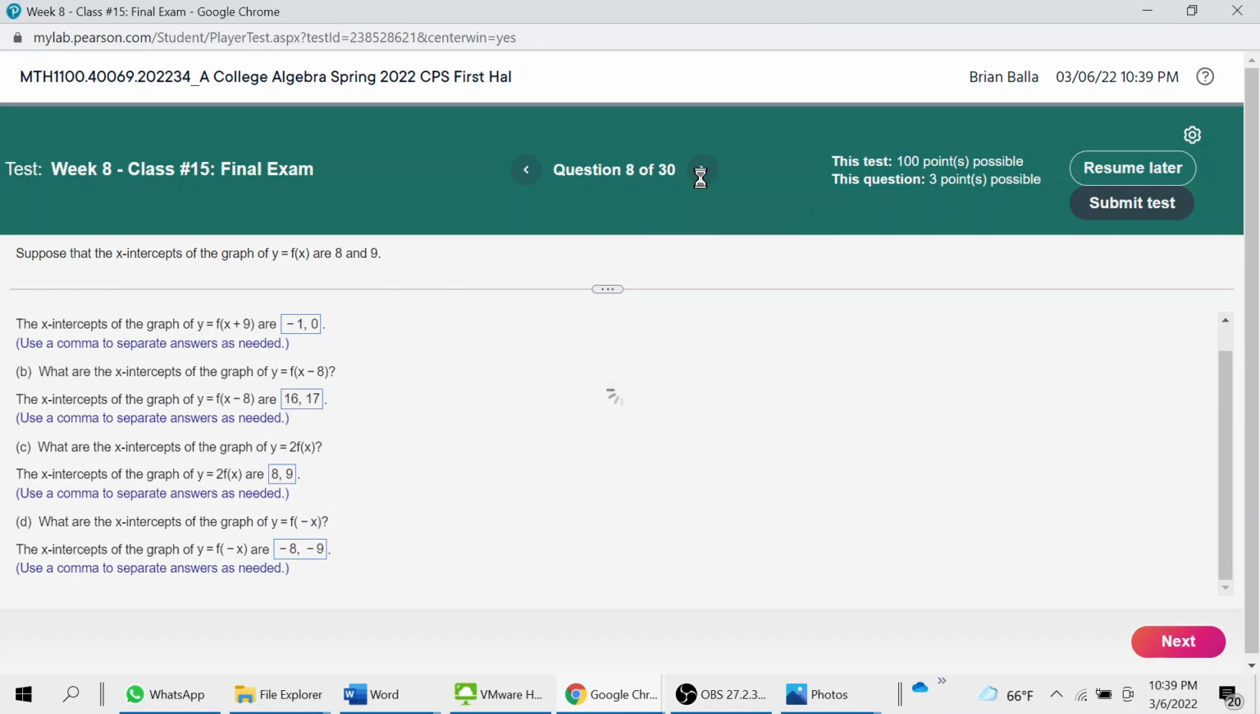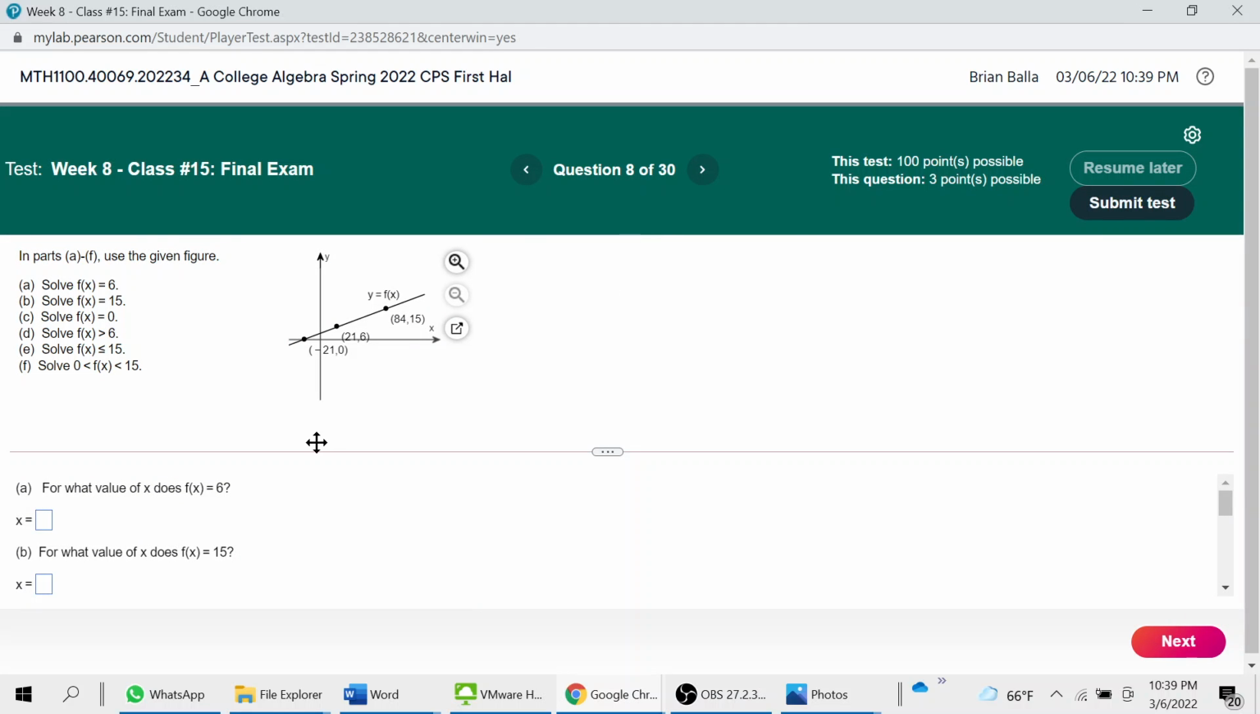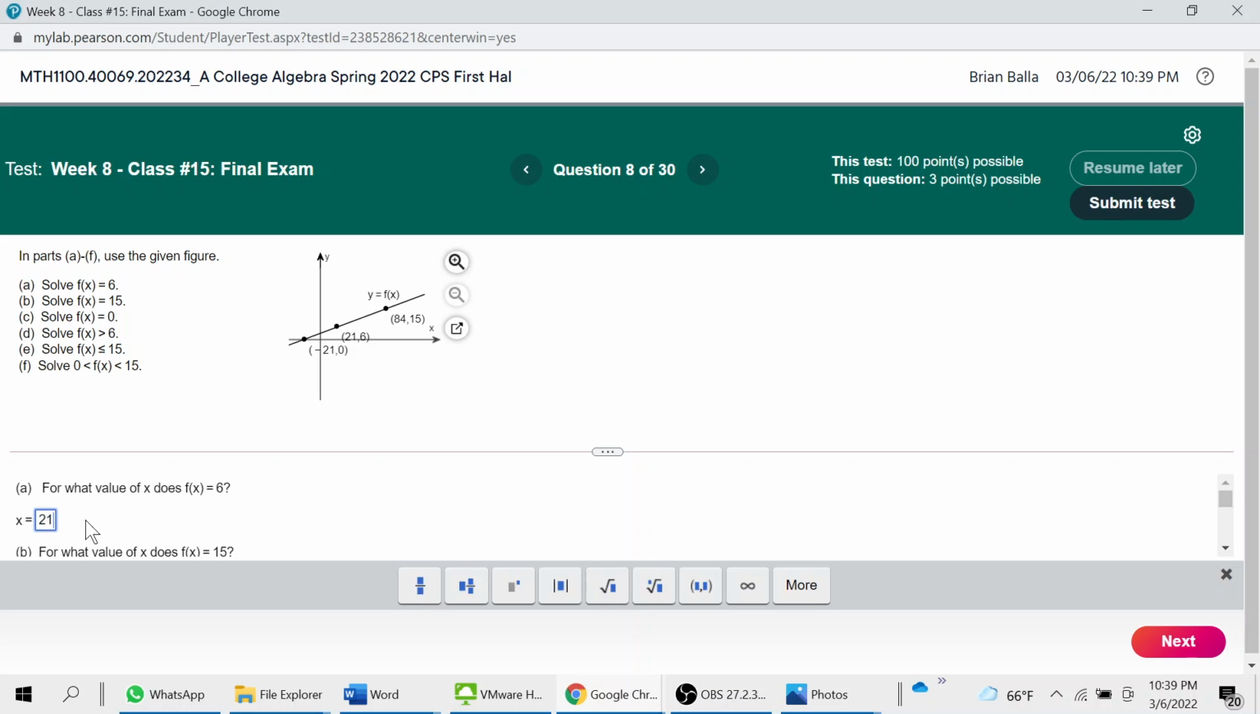Moving on to question 8. What value of x does f of x equal 6? According to the graph, it's 21. Alright. B, what value does f of x equal 15? It's 84. Okay, this seems fairly simple. All the answers are on the graph. F of x equals 0. Negative 21 is x for when f of x equals 0.